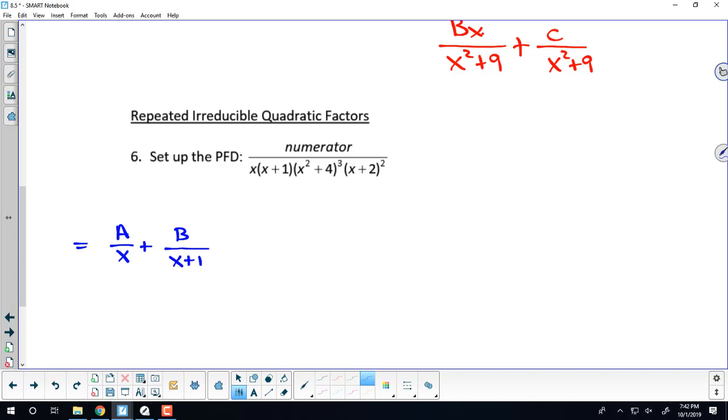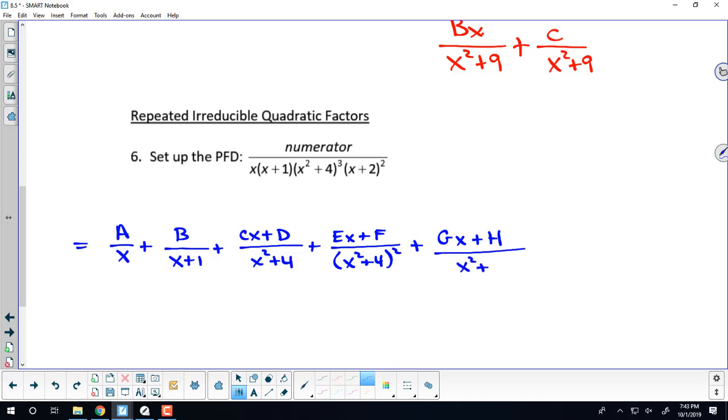Plus Cx plus D over x squared plus 4, plus Ex plus F over x squared plus 4 squared. And then you have Gx plus H over x squared plus 4 cubed. So all of those are taking care of the repeated irreducible quadratic, x squared plus 4.